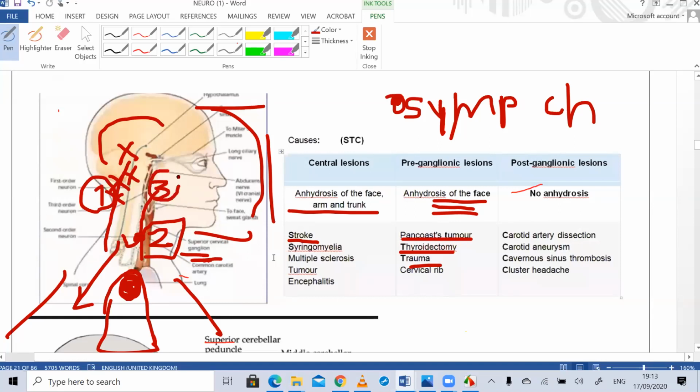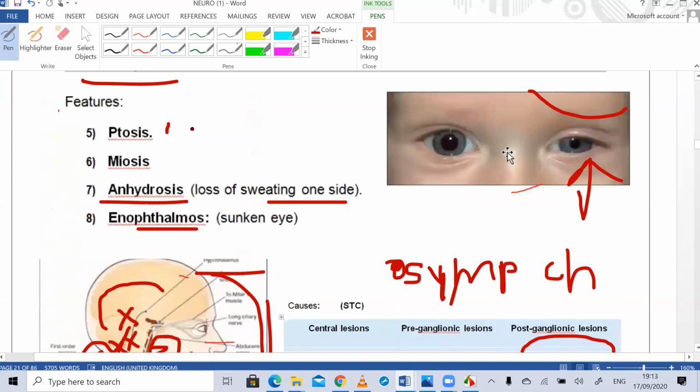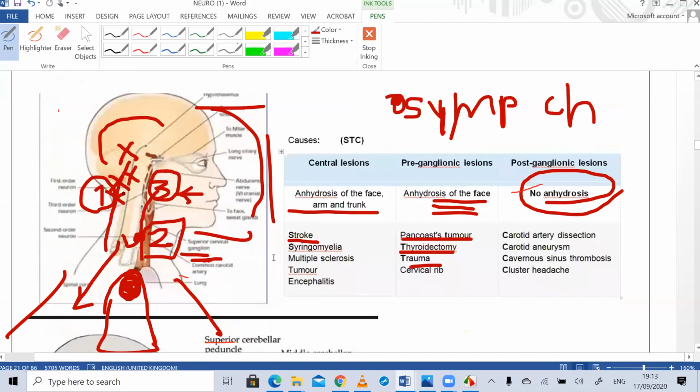The third order neuron: if you have something in the carotid artery, carotid dissection, carotid aneurysm, carotid stroke, if you have something at the level of the carotid, you will have no anhidrosis. You will have ptosis, miosis, but no anhidrosis, because the first and second order neurons already supplied the face and the trunk before reaching the third order neuron.